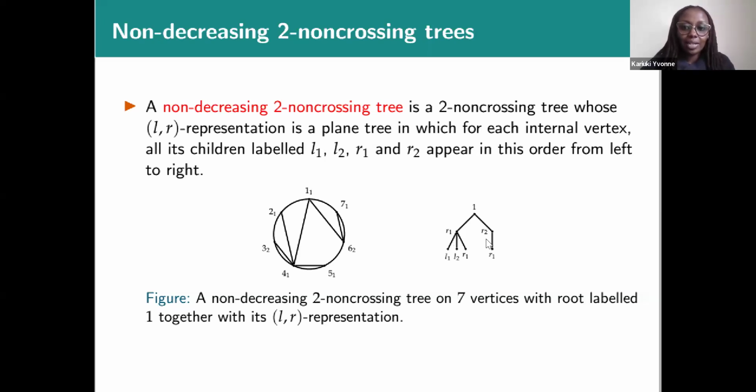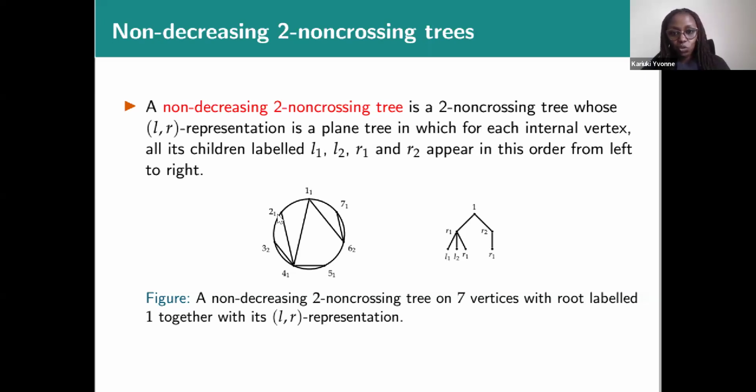And all the R's and the L's are going to appear in an order where 1s appear on the left of 2s, and all the L's will also be appearing on the left of R's. So for example, in this case, this is a 2 non-crossing tree. As you can see, all the subscripts are either 1 or 2. These are the labels of our vertices. There are 7 of them. I pull that into the plane tree using the LR representation, and I get this representation without changing the label of the root. And then, as you can see, the root has two children, R1 and R2. R1 represents vertex 4 with label 1. R2 represents vertex 6 with label 2. And then R1, which is our 4, has three children, which are labeled L1, L2, R1.